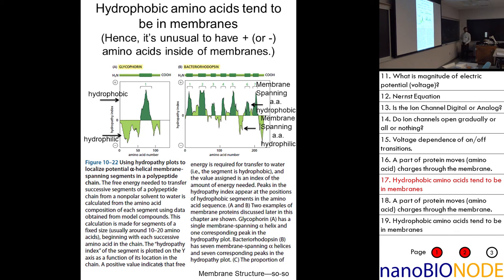Okay. So if you're going to have a bunch of something like this within the membrane, are they going to tend to be hydrophobic or hydrophilic? Right, they will tend to be hydrophobic in here and hydrophilic in here.